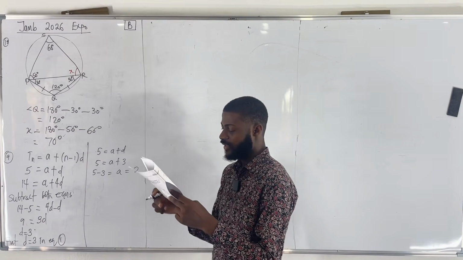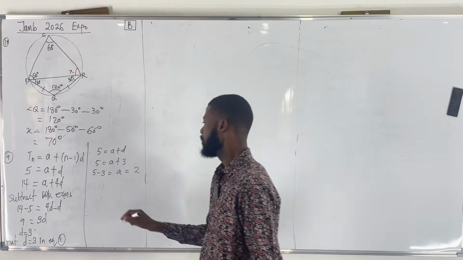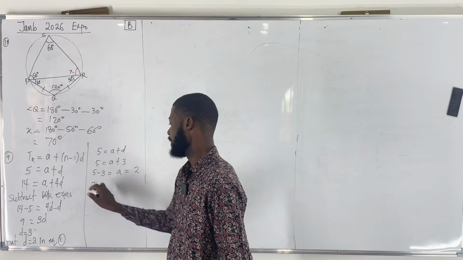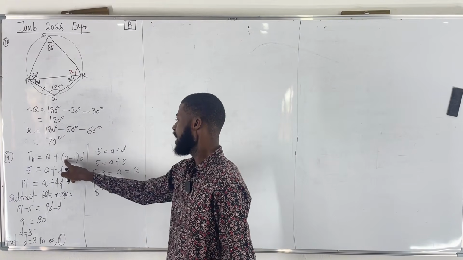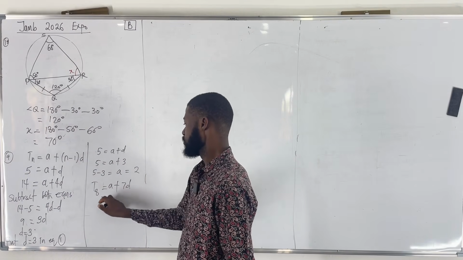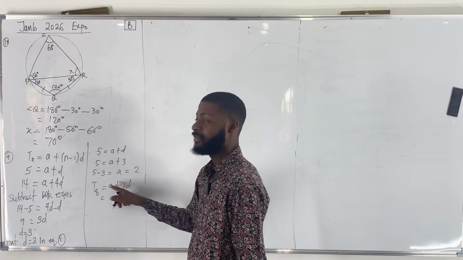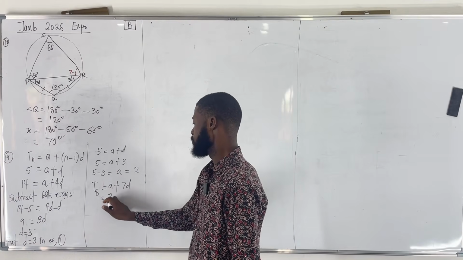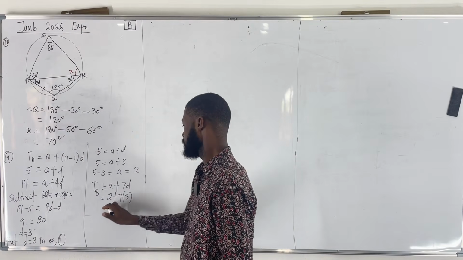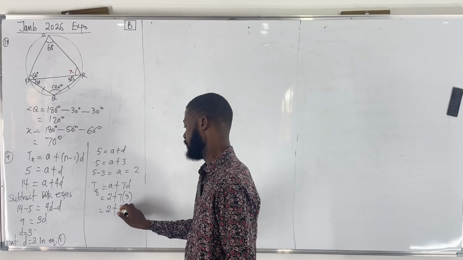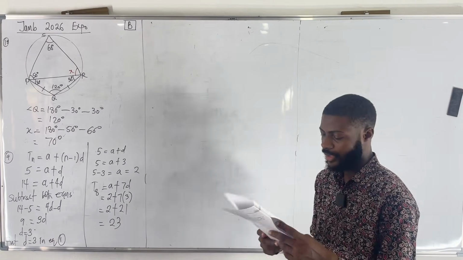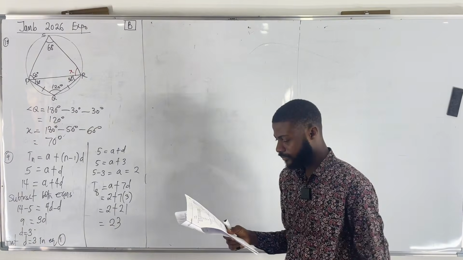Now the question says find the 8th term. Remember that this is the nth term, right? So the 8th term will become a plus 8 minus 1 is 7. So this will be 7d. So this is the expression for the 8th term. It's very important. So our a was 2 plus 7 brackets d, and d is 3. So this will be 2 plus 21. So this will be 23. So that will be the answer to question number 19.